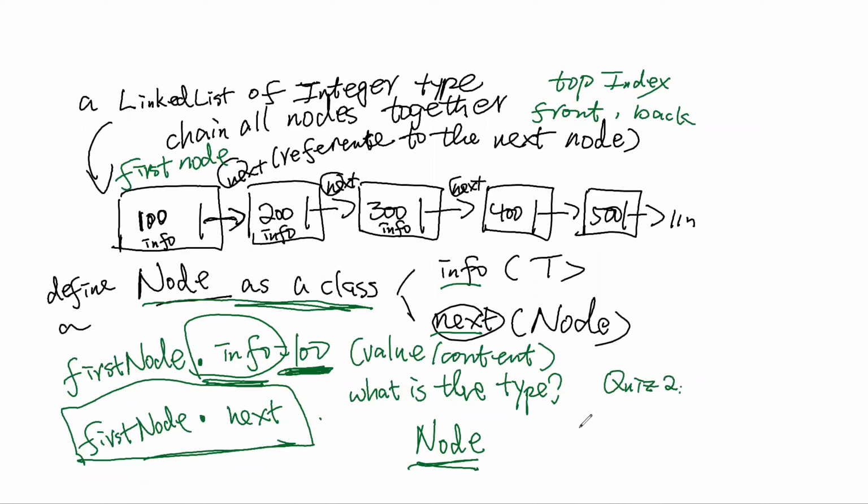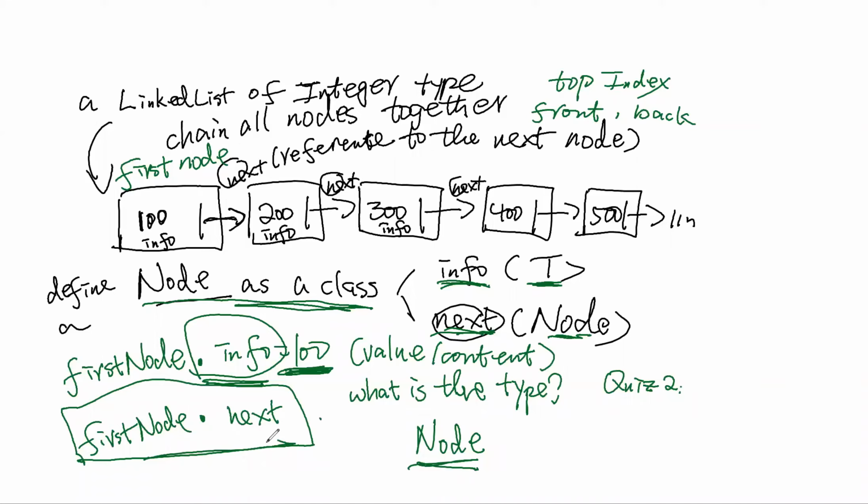Okay, quiz 2. Just write: a node has two parts. What are the two parts? Information and next. And the information, the type is generic T. And the next, the type is node. Okay, so can you write this? A node composed of information and next. And the information is generic type T. And the next, the type is node. Okay, that's the second quiz question.